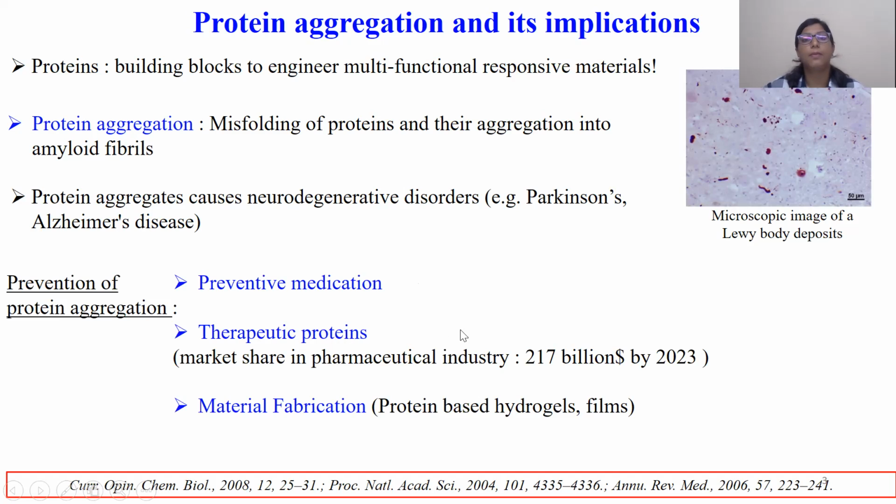For example, therapeutic proteins are known to be the next generation candidate of the pharmaceutical industry, and stabilization of the proteins against aggregation is extremely important in the therapeutic protein industry. Also, prevention of protein aggregation is important to fabricate different protein-based materials, for example, protein-based hydrogels and films.